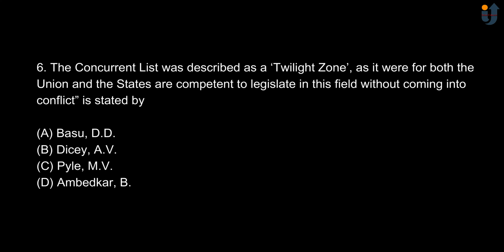Next. The concurrent list was described as a twilight zone as it were for both the Union and the states are competent to legislate in this field without coming into conflict is stated by option A, Basu DD, option B, DC AV, option C, Pile MP, and option D, Ambedkar B. The correct option is option C, Pile MV.